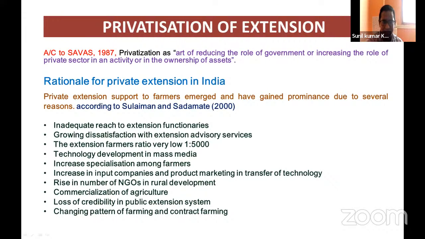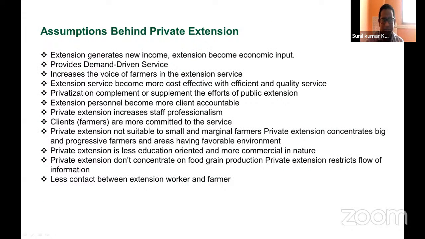Commercialization is one of the reasons, and all this has resulted in a loss of credibility of the public extension system. Similarly, due to climate change and some other factors, there are a number of things which are changing the patterns of farming and precision farming also. That's why we need the privatization of extension. What are the assumptions behind extension?